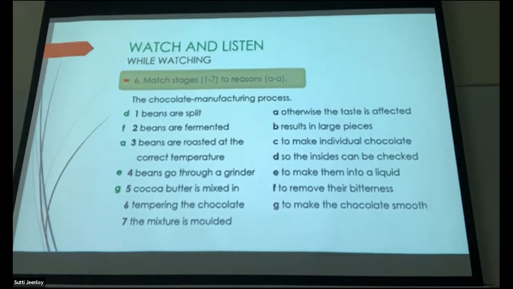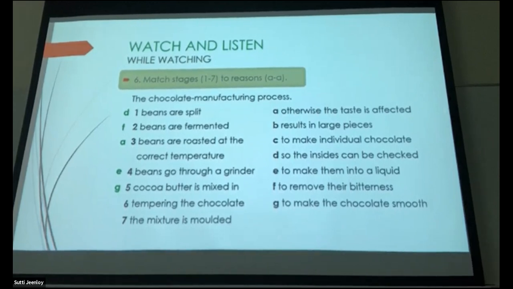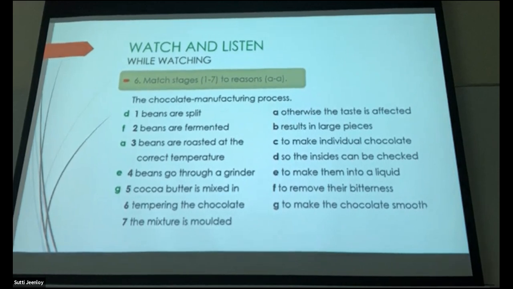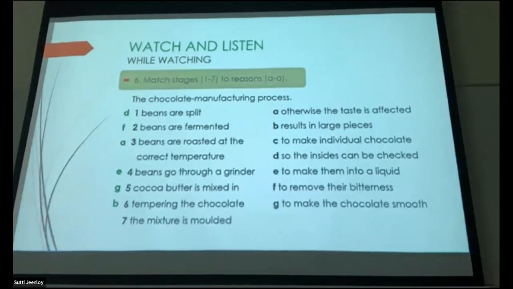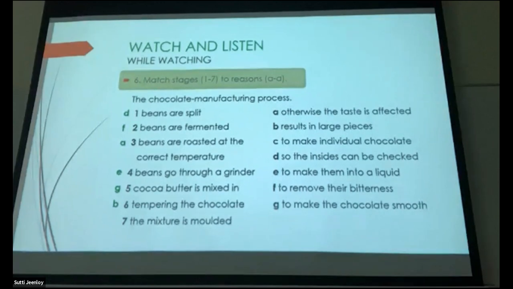So tempering the chocolate, there's 2 points now. Results in large pieces, right? Large pieces. The mixture is molded. The mixture is molded to make individual chocolate.